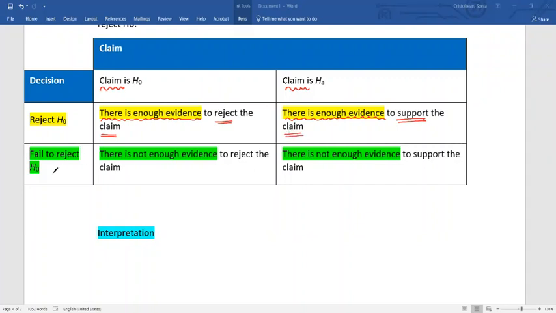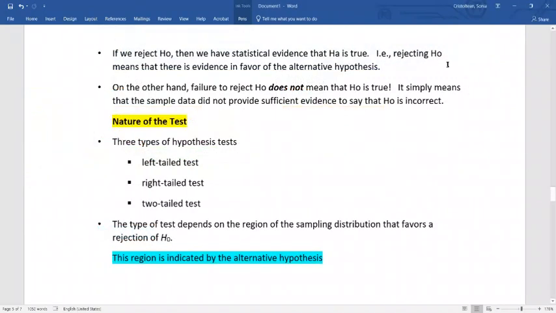Now, if you fail to reject H sub 0, you always start with there is not enough evidence. This is how you start: not enough evidence. For me to remember this, I think, well, I start with a fail, so I will put in the corresponding not, even though this is actually a double negation. But that is a way to remember it. And again, you are rejecting or supporting the claim, depending on which one the claim is. Rejecting the null hypothesis means that there is evidence in favor of the alternative hypothesis. On the other hand, failure to reject H sub 0 does not mean that H sub 0 is true. It simply means that the sample data did not provide sufficient evidence to say that H sub 0 is incorrect.